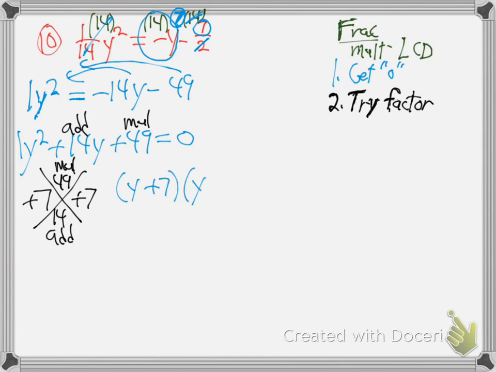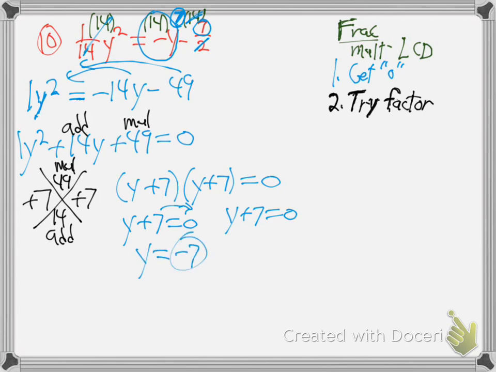It's just going to be y plus 7 equals 0. And so then you just set each one equal to 0, because if two things multiply to equal 0, either one could be 0. It's the same thing twice, so just do it once. Move it over, y equals -7. We're done. That's the answer to that problem.